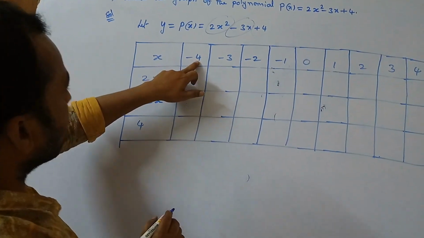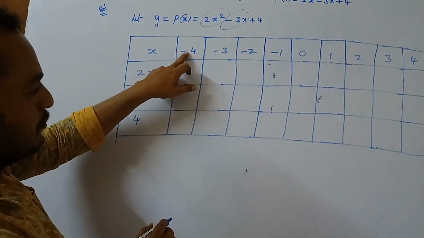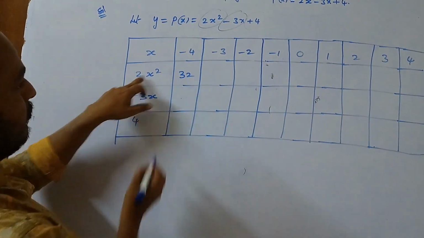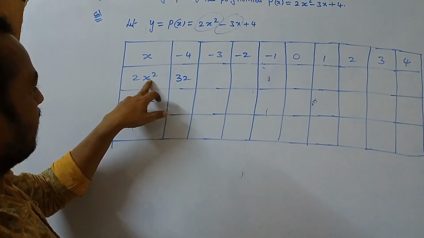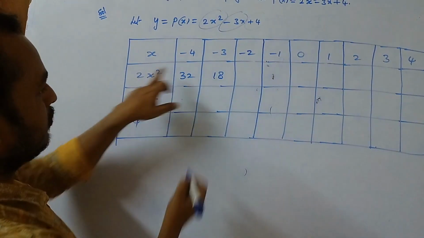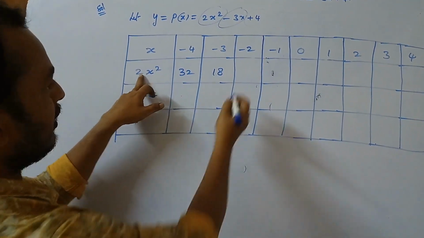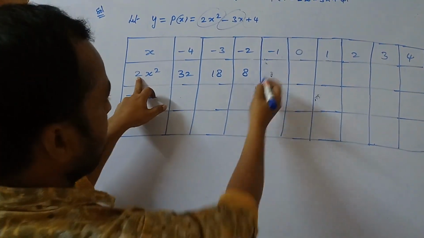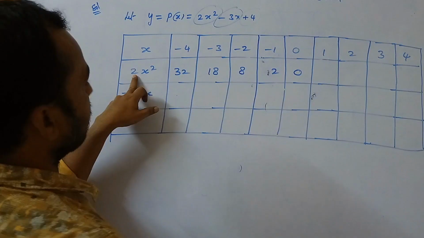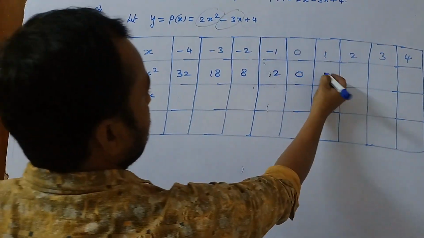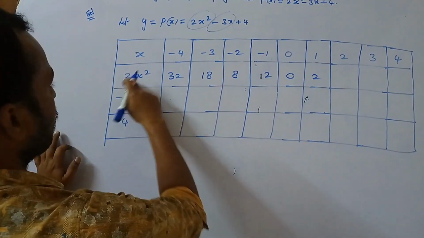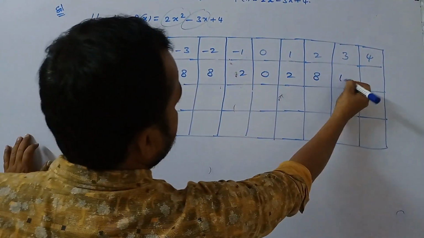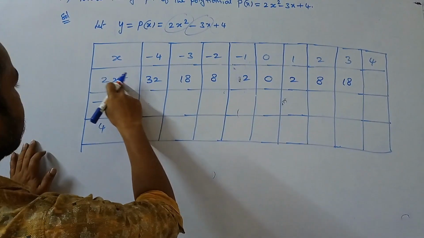Here we have square, minus becomes plus. 4 square 16, 16 twos are 32, 3 square 9, 9 twos are 18, 2 square 4, 4 twos are 8, 1 square 1, 1 two is 2, 0. Then 2, 8, 18, 32 again.